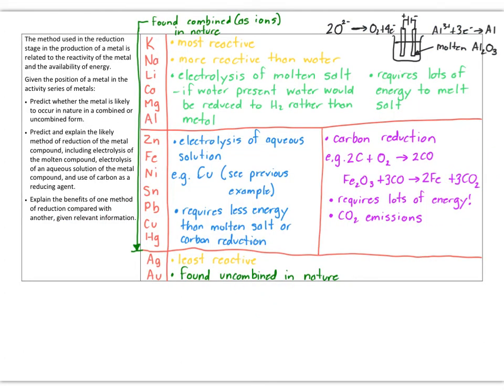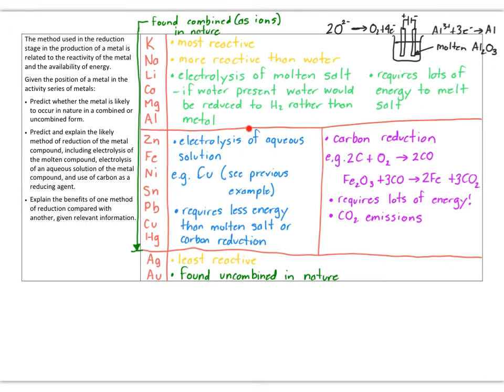So the reduction process depends on the reactivity of the metal. Hopefully you are familiar with this sort of reactivity series for the metals, from things like potassium and sodium that will react violently with water. They are so reactive and want to lose their electrons so much, through to things like gold, which is very, very unreactive. And how we reduce a metal depends on where it lies on this series.